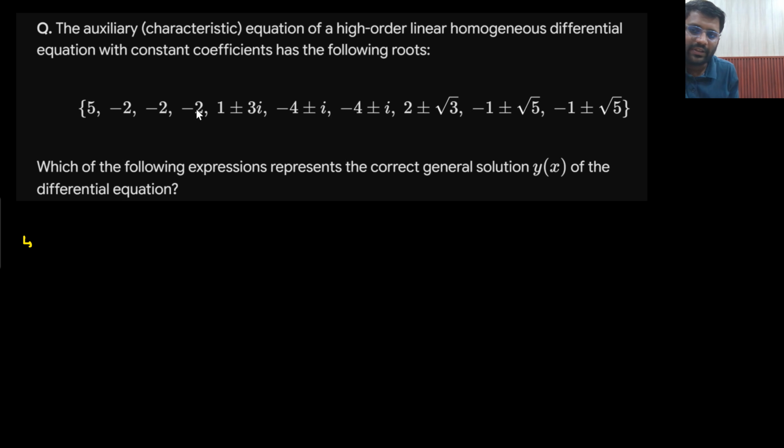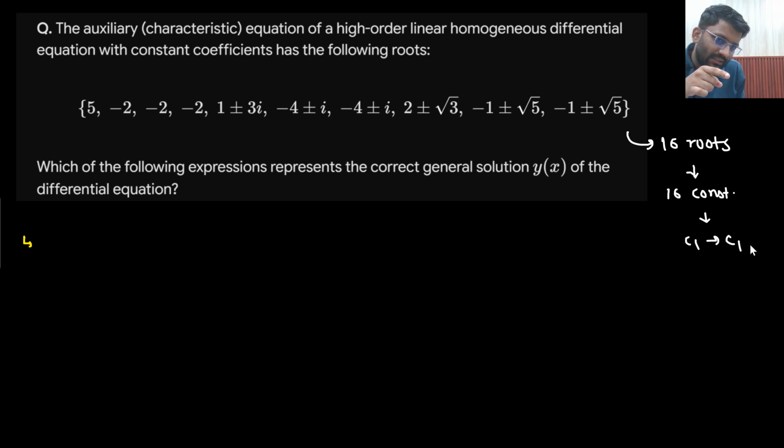1, 2, 3, 4, 5, 6, 7, 8, 9, 10, 11, 12, 13, 14, 15, 16. 16 roots are there. Because minus 1 plus under root 5 is one root, minus 1 minus under root 5 is another root. So this is 2 plus 2, 4, 6, 8, 10, 12, 13, 14, 15, 16 roots. 16 roots means there will be 16 constants, starting from C1 to C16. Can you write down the answer y? If you are able to write down the answer y, that means your job is done.